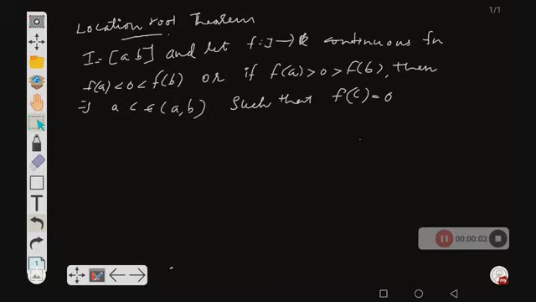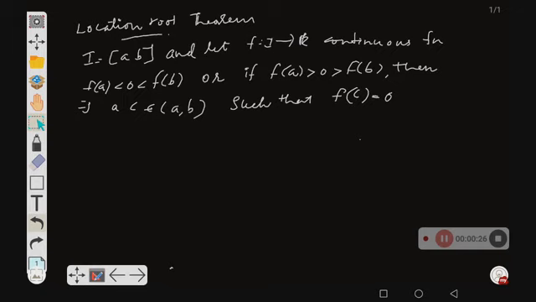Next we prove the location root theorem. The location root theorem states that I is a closed interval [a, b], and let f from I to R be a continuous function with the condition that f of a is less than 0 less than f of b, or f of a is greater than 0 greater than f of b.